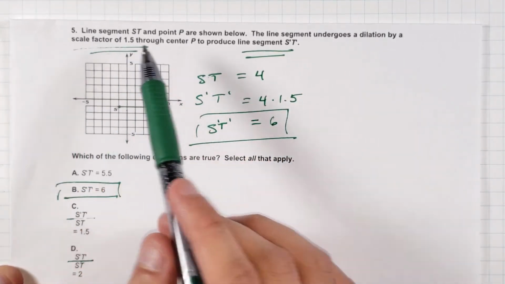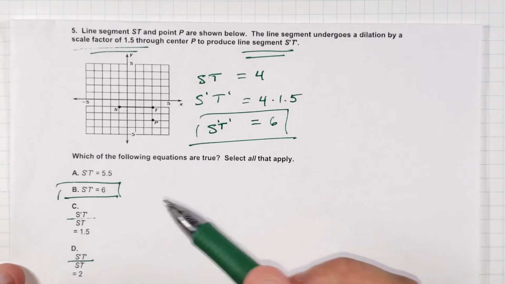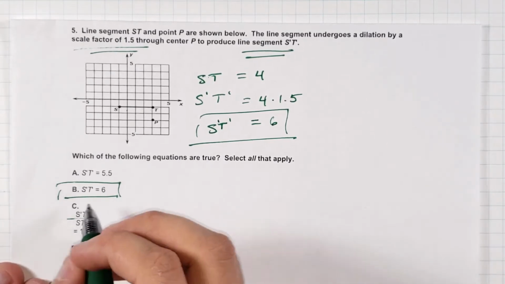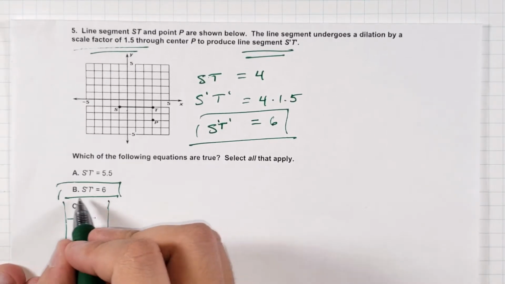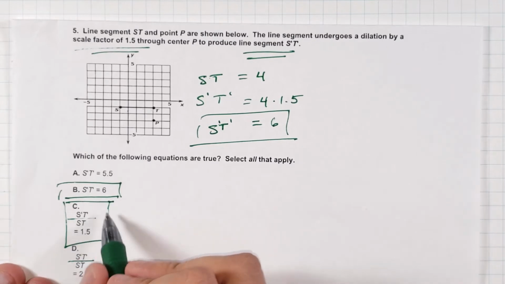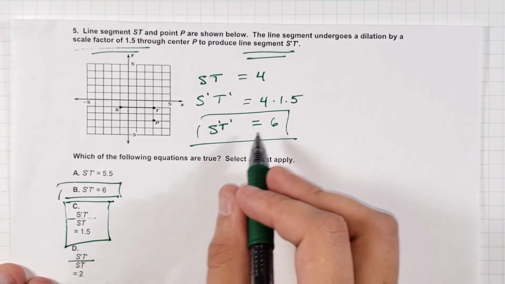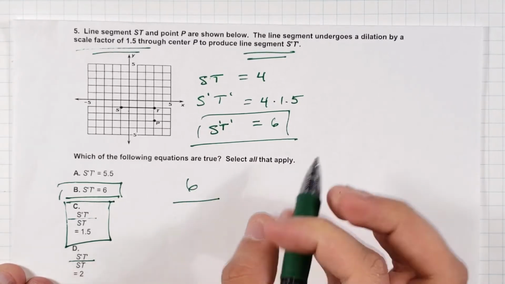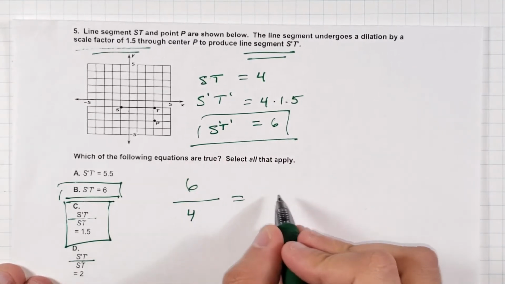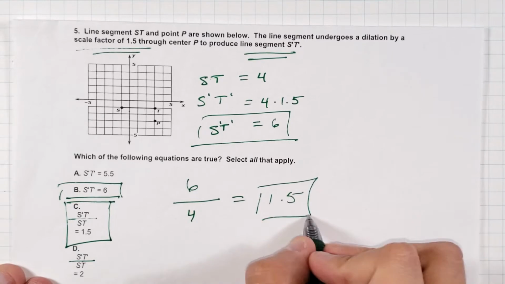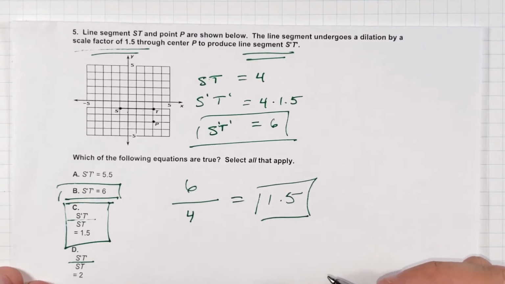So scale factor of 1.5, it's a little obvious that we need to also select this one, right? Because if we were to set up this proportion, S prime T prime over ST, S prime T prime is 6, ST is 4, and when you do that, you get 1.5. All right, not much to this problem.